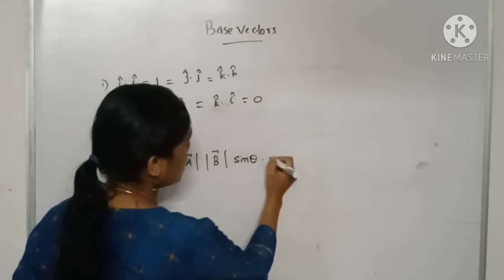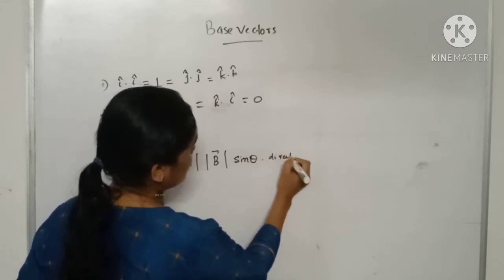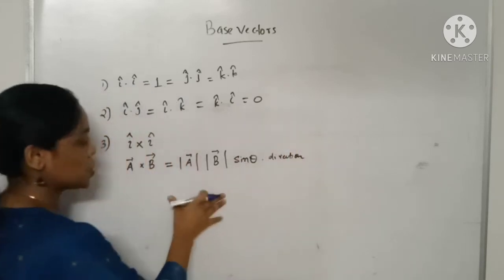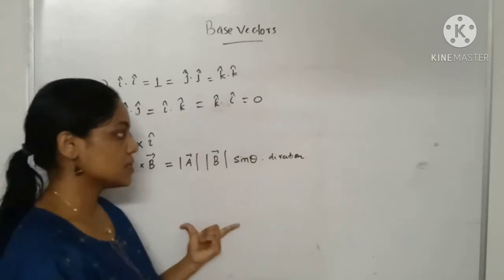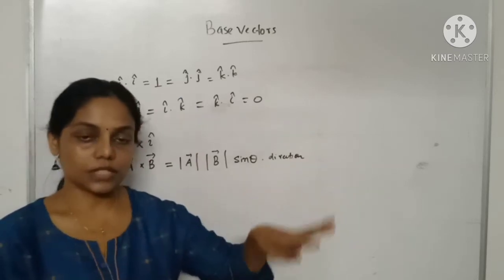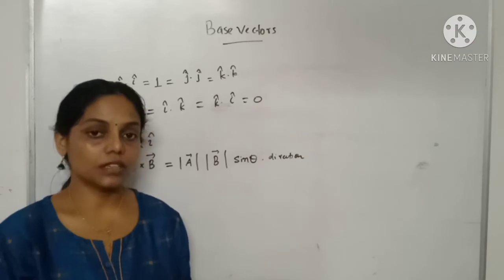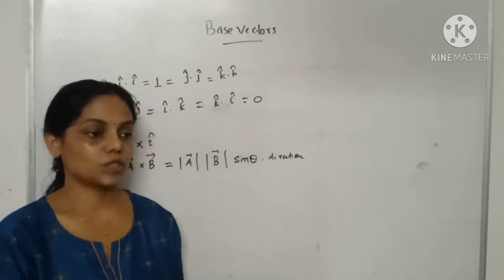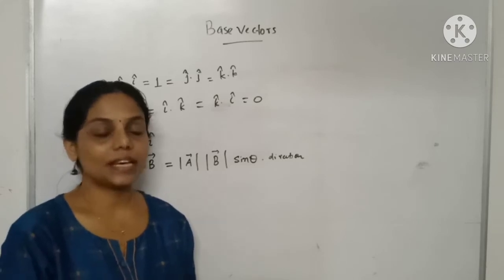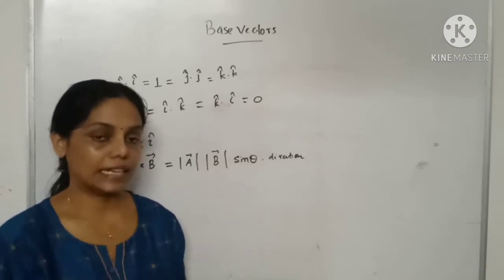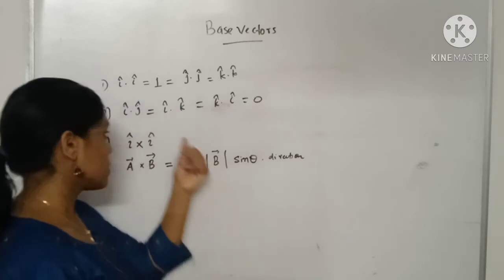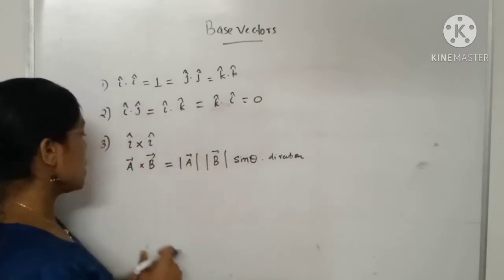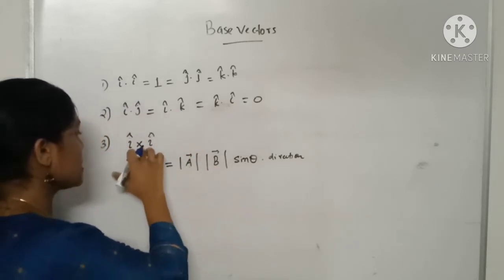The direction of A cross B is the perpendicular direction to both A and B. So the direction of A cross B is perpendicular to the AB plane. Likewise, we can find what is i cross i.